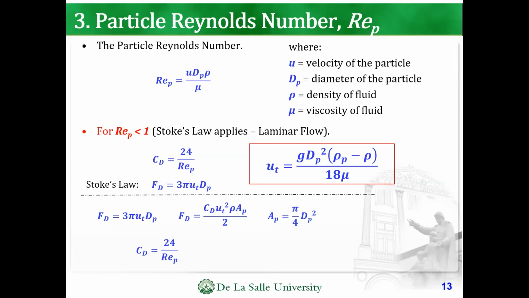Okay? Now, what type of viscosity is this, mu? Because there are two types of viscosity, right? Can you tell me what type of viscosity is this? Kinematic viscosity. So, for the Reynolds number, if the Reynolds number is less than 1, Stokes' law applies. It's laminar flow. So, what are the relationships that we can use? The CD could be approximated by 24 divided by the Reynolds number of the particle. And then the drag force is 3 pi times viscosity, terminal velocity and diameter.